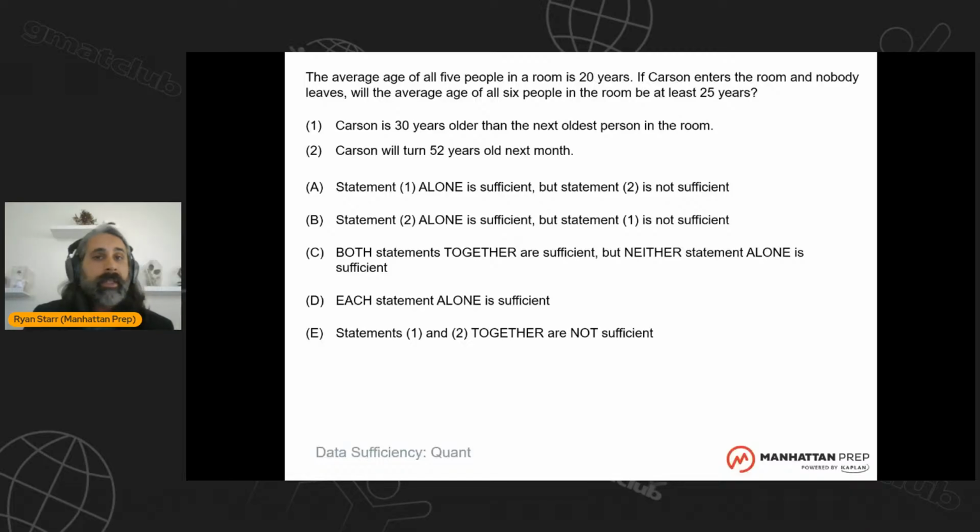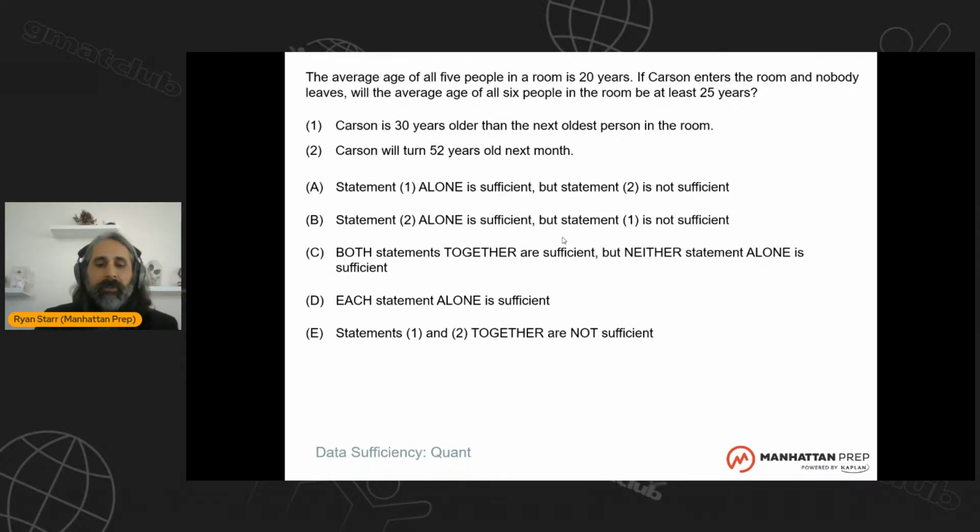Carson is the new kid in the room and his age matters, right? He's what's changing the average from the former 20 to the potential now 25 years of age, right? And so if you look at this and you decide pretty quickly, yeah, statement 2, giving me a concrete value, it's an important value, it looks sufficient, right?